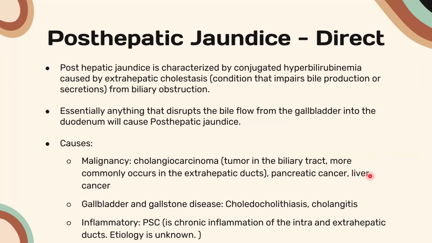Liver cancer, of course, affects the liver's ability to conjugate the bilirubin. So it's not necessarily an obstruction, but the inability to conjugate the bilirubin. Gallbladder and gallstone disease, cholelithiasis, is a stone in the common bile duct. And cholangitis is inflammation of the biliary tract. Among inflammatory causes, primary sclerosing cholangitis is a chronic inflammation of the intra- and extrahepatic ducts, and why this happens is not known. But again, if they become inflamed, they're not able to transport the conjugated bilirubin into the duodenum.